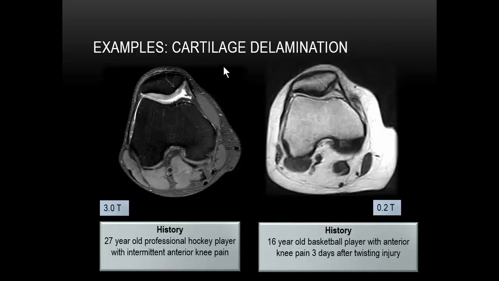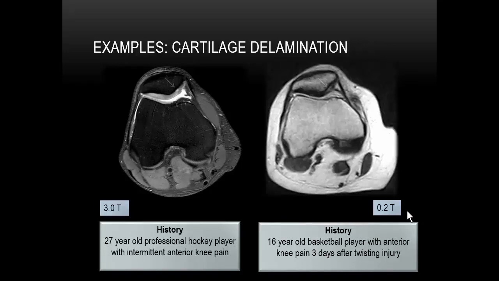Here's just a couple of different examples of chondral delamination here within the medial patella. This is one of our professional hockey players who had intermittent pain. He's run to the boards a few too many times. You're going to get these types of lesions. This, again, is one that we see a little bit of hypointensity around the lesions, probably an acute on chronic type of a lesion, but the surface looks relatively intact.